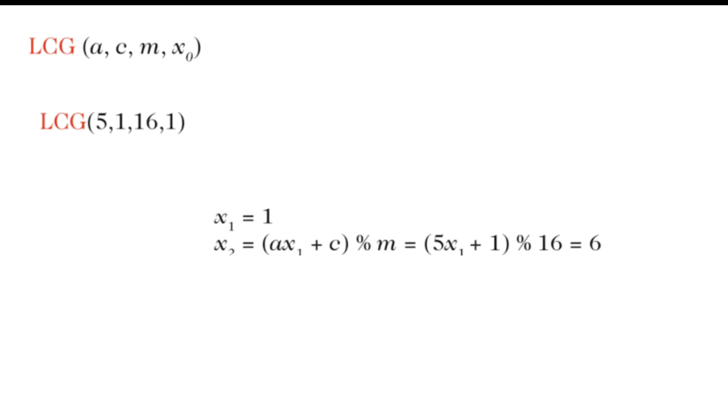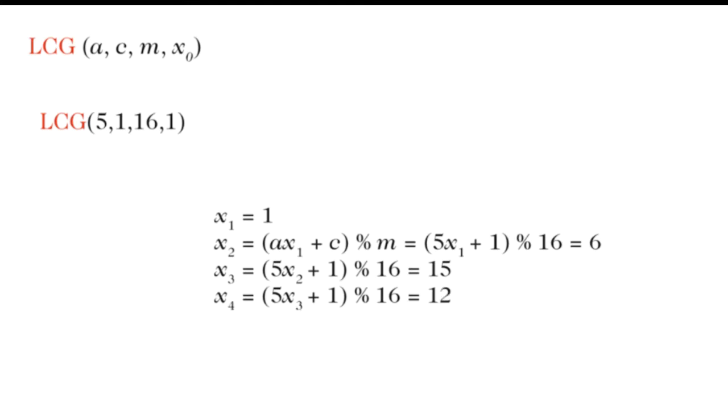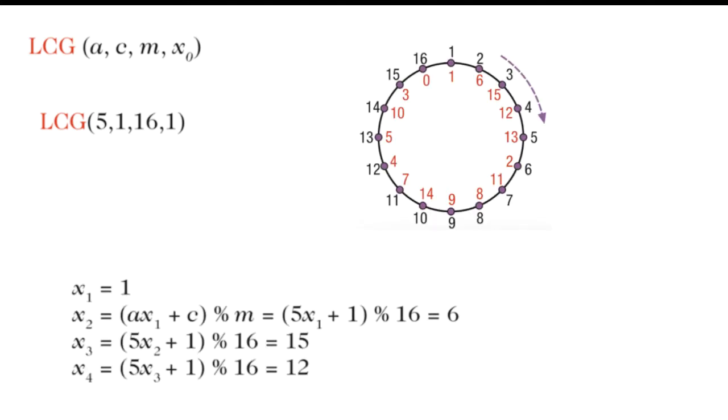Why is that? Because 6 divided by 16 equals 0 with a remainder of 6. So moving on, we'll just do the same thing for the next number. So x3, 5 times x2 plus 1 modulo 16 equals 15. And so on and so forth. So as you can see in the wheel, we will get all the numbers in the sequence. So 1, 6, 15, 12, 13, and as you go on, you will have all of the numbers between 1 and 16. So you can obtain all the numbers between m and the seed.